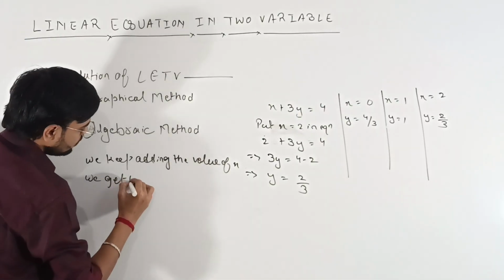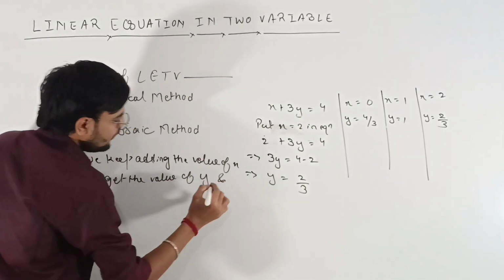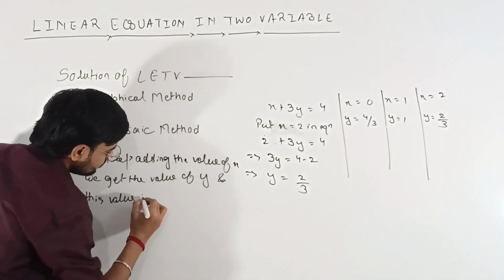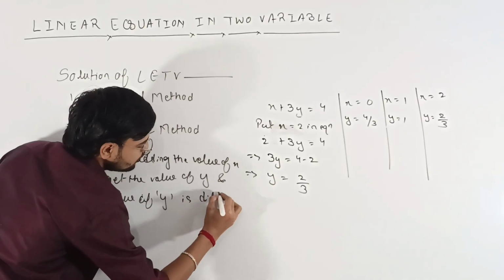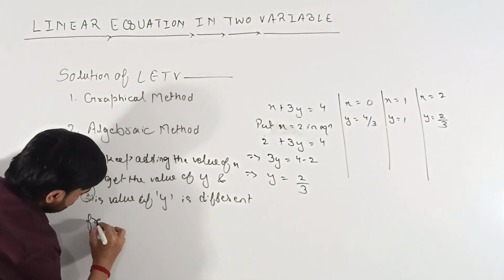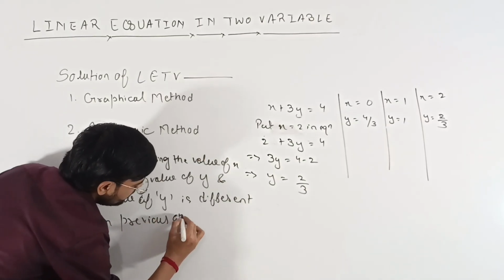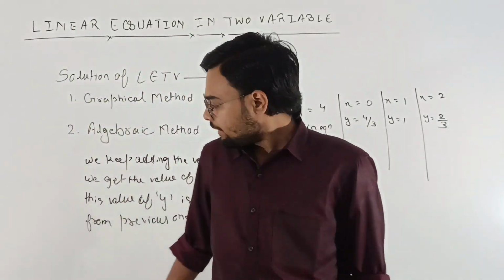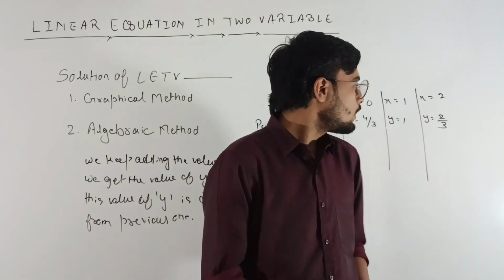We get the value of y, and this value of y is different from the previous one. Okay, now from this what we get is a linear equation in two variable have infinitely many solutions.